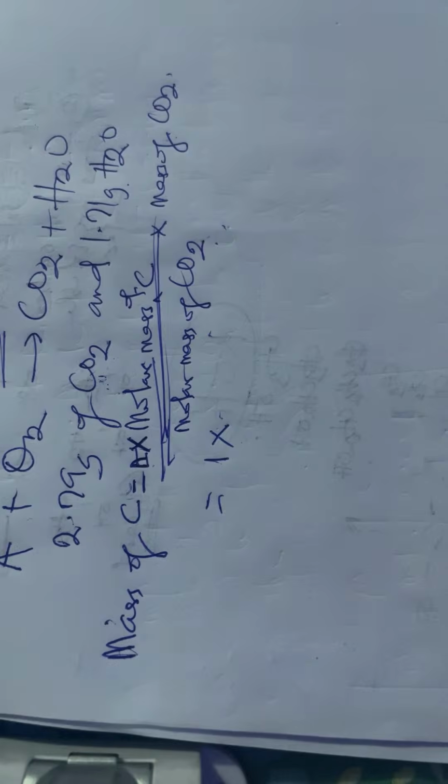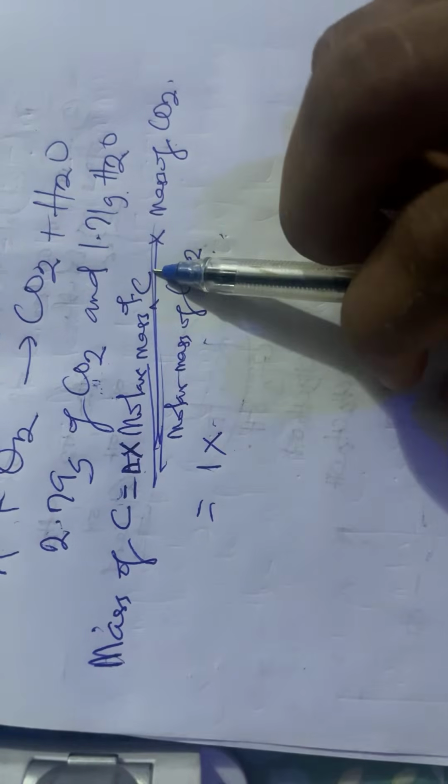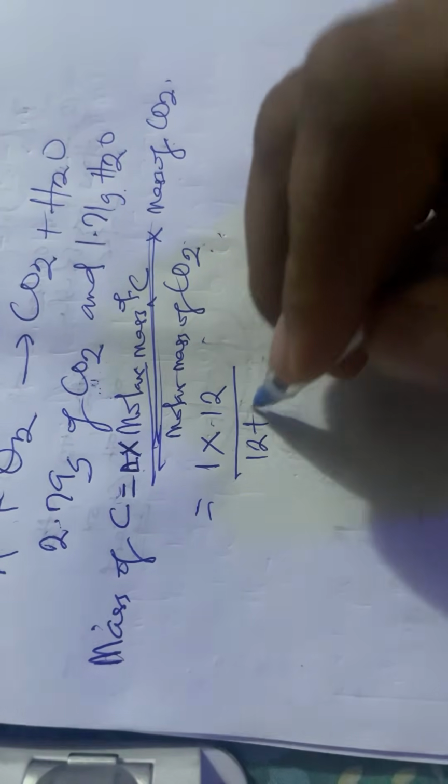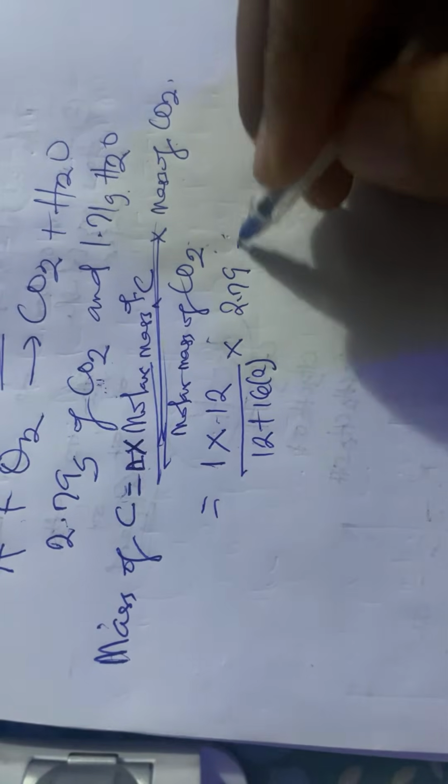Look at what I mean. Remember, anytime we say n, how many atoms of carbon do we have here? 1. So we say 1 times molar mass. This is almost similar to percentage composition, the only thing is that we are not multiplying it by 100. What is the molar mass of carbon? 12, divided by the molar mass of carbon dioxide, 12 plus 16 times 2, then times the mass of carbon dioxide given, 2.79.